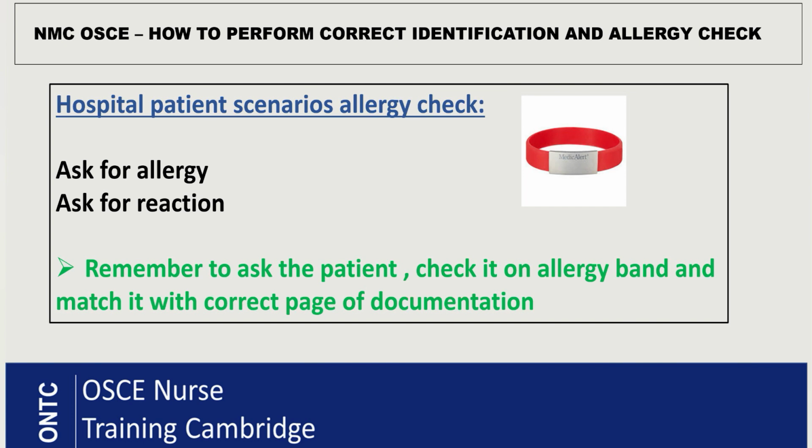Now, it may not be written on the allergy band, but it will definitely be written in your paperwork, okay, in whatever document they've given you to do the ID and allergy check. So make sure you ask for the reaction. If you do not ask for the reaction, it's a critical fail. Okay, asking allergy status is not enough. You do need to ask that, but you also need to say to the patient, okay, what reaction do you get with this allergy, and then check it against your document and say, I can clearly see it's written in my document. Okay, so that's how you do the ID check and allergy check correctly.